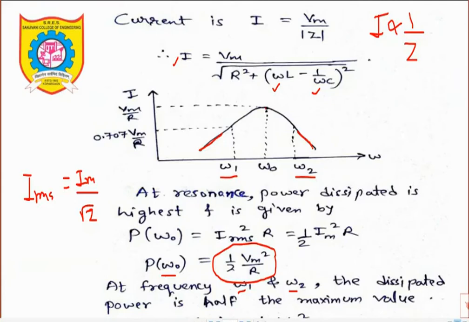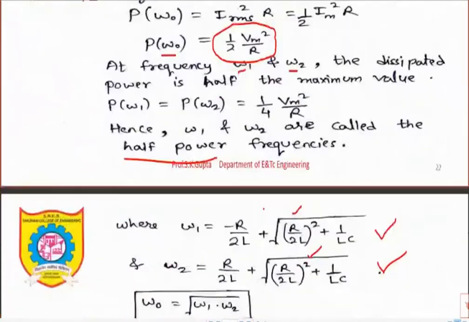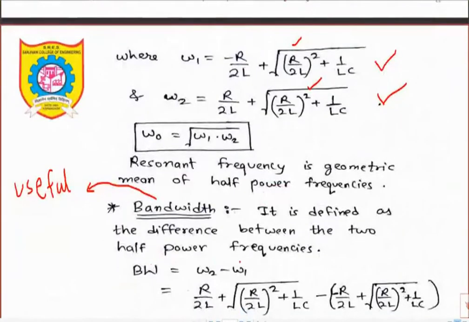So my bandwidth, or useful frequency, is simply between omega 1 and omega 2. So it is the difference between omega 2 and omega 1. Bandwidth equal to omega 2 minus omega 1. And what is the value of omega 2? Here is the value of omega 2 and here is the value of omega 1. So just substitute the value.